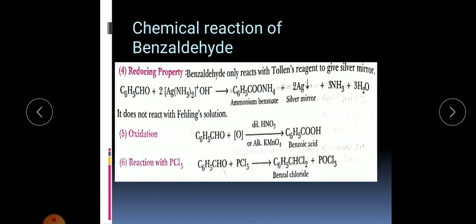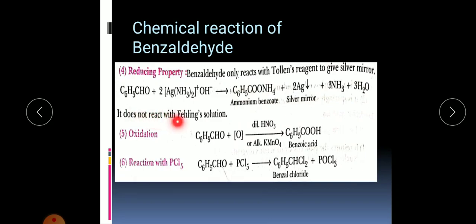So the first one is reducing property. Benzaldehyde has a reducing property. That means when benzaldehyde reacts with Tollens reagent, it gives you a silver mirror. So benzaldehyde reacting with Tollens reagent, this is the formula, it will form ammonium benzoate plus silver. That will be deposited on the inner side of the test tube. So it is known as silver mirror test as well.